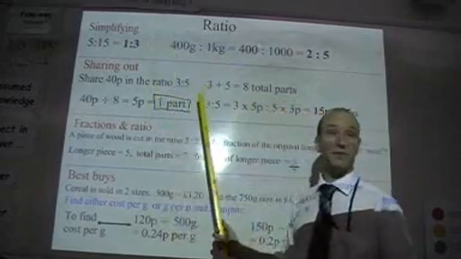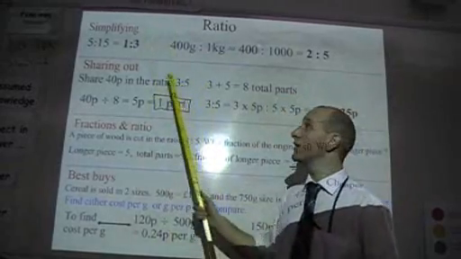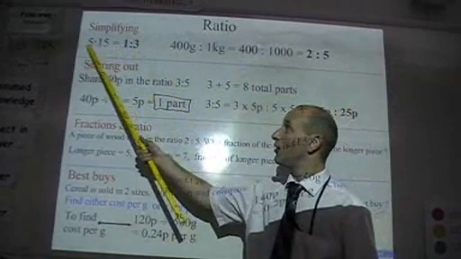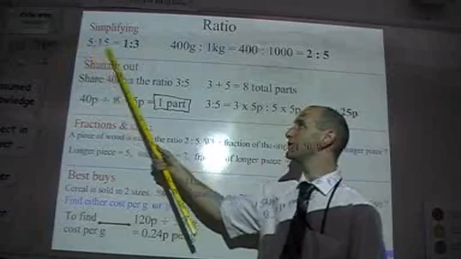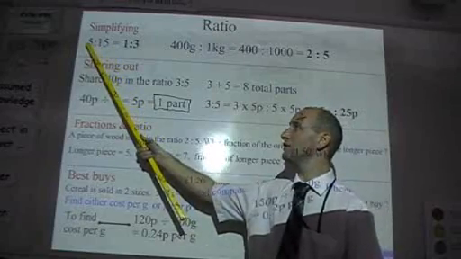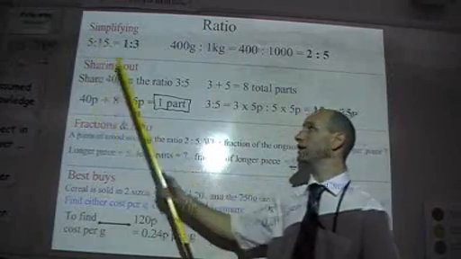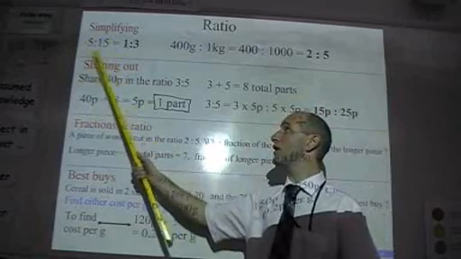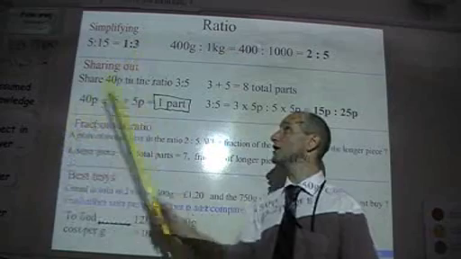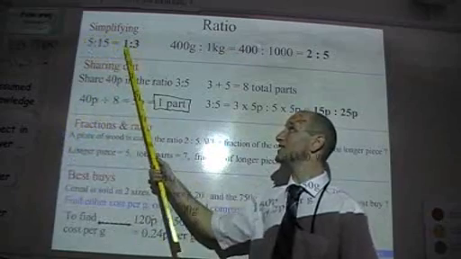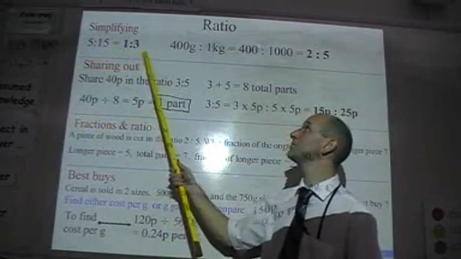Now, we can simplify ratio if every part of the ratio is divisible by the same number. Now 5 to 15, 5 goes into 5 and 5 goes into 15. So I can divide them both by 5. 5 divided by 5 is 1, 15 divided by 5 is 3. So 5 to 15 is the same as 1 to 3.